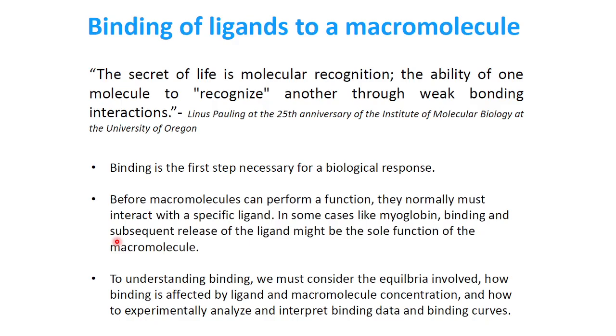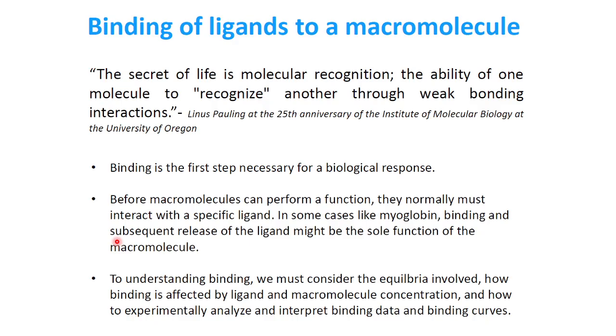That can be nucleic acids, transcription factors, peptides, or other protein molecules. So many things happen inside the cell. Misleading protein-protein interactions can lead to certain kinds of human pathologies. Now, to understand binding, we must consider the equilibria involved, how binding is affected by the ligand and macromolecule concentration, and how to experimentally analyze and interpret the binding data and binding curve.